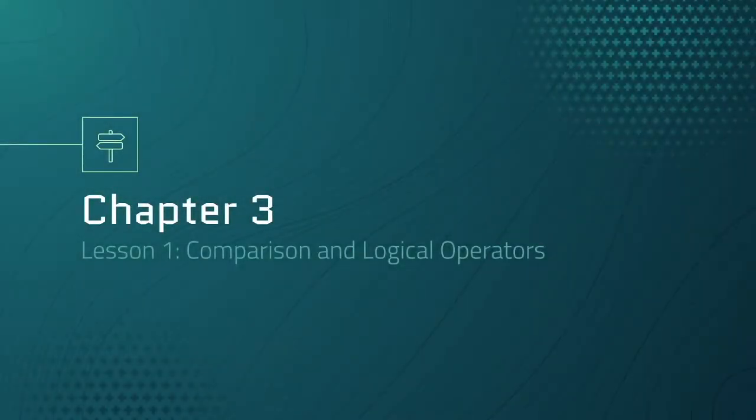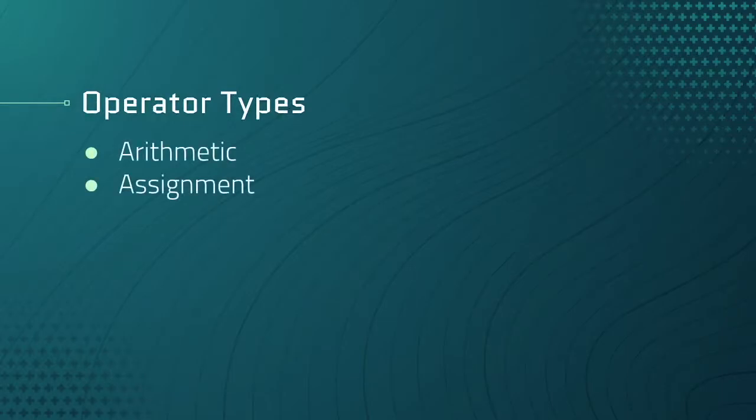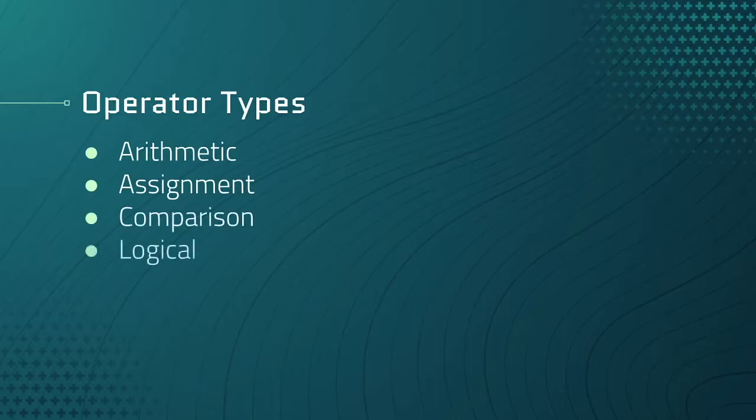You've already seen and used operators in your code, but we'll start this chapter by formally introducing you. There are a lot of operators we have access to in programming, and they are usually grouped by purpose or type. You have arithmetic operators, assignment operators, comparison operators, and logical operators. There are more, but we'll focus on these in this chapter.